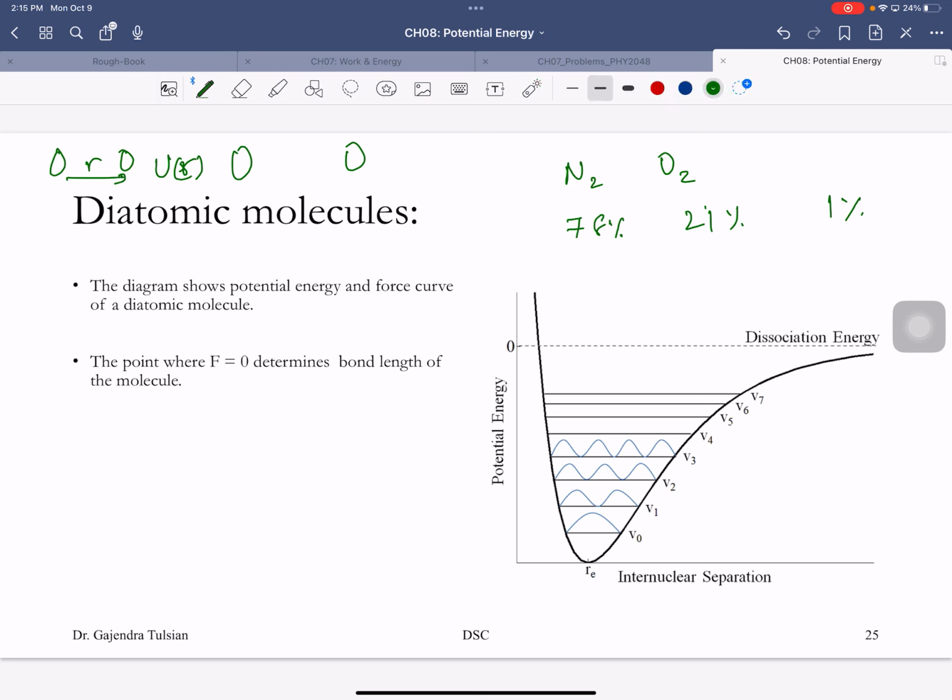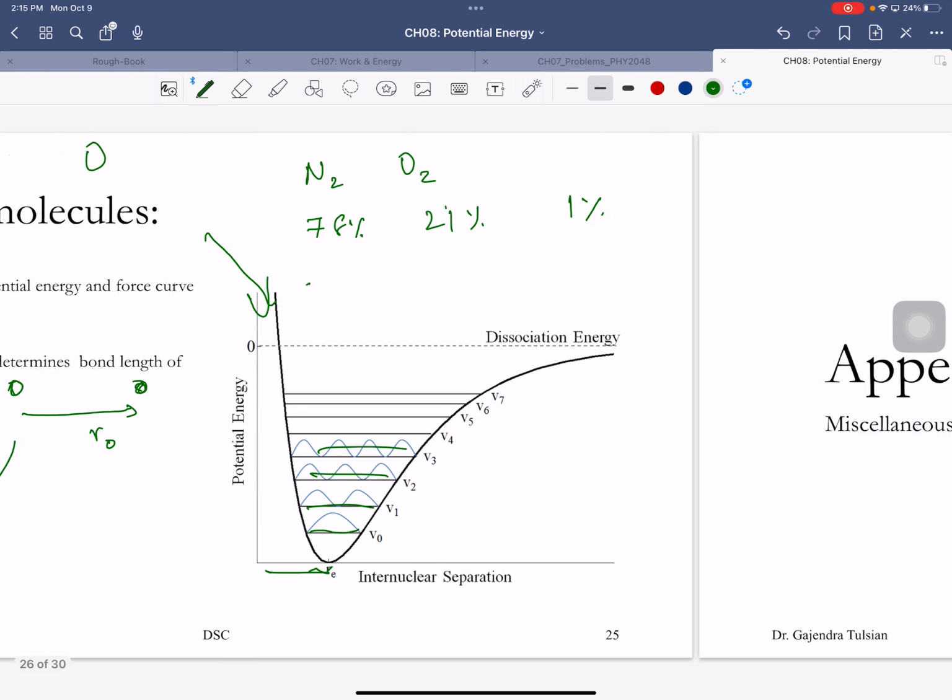So if you take a marble, where does the marble end up? It ends up at the potential energy minima. So at the potential energy minima, at that distance is where the nitrogen molecules are sitting. And that is the bond length. That's where the force on this atom is zero. So that gives you the bond length. And these are the various excited states and so on, vibrational states. So this curve tells you everything you want to know about the system. You can calculate all kinds of stuff.